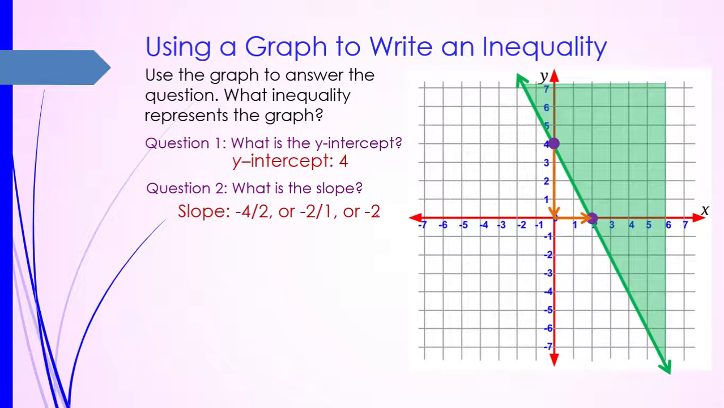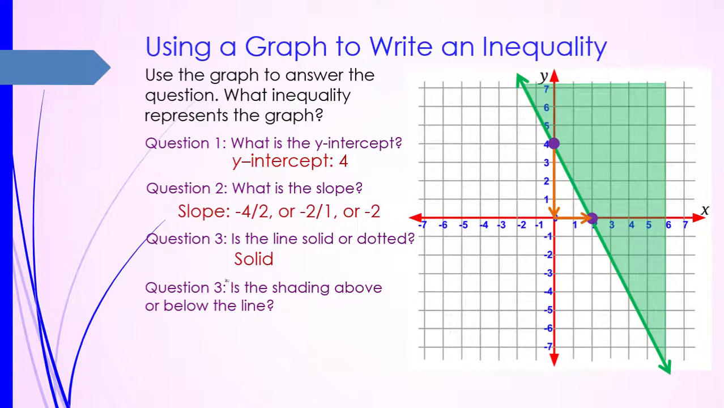You can simplify it to negative 2 over 1, or the most simplified form would be negative 2. And that's what you want to use when you write the inequality. You only want to use fractions when you are plotting it. Alright, question 3. Is the line solid or dotted? The line is actually solid. We're going to need that to know what kind of inequality symbol we are going to use.